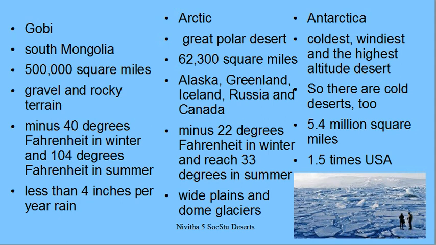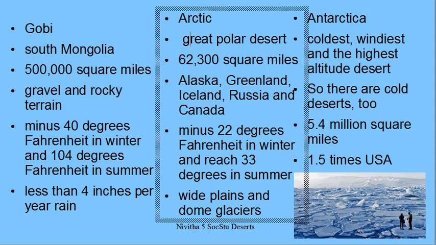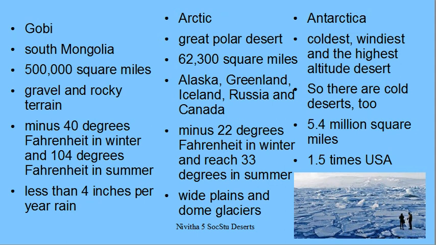Then come the most important deserts, the Arctic and Antarctic deserts. These are the polar deserts. Now, the Arctic desert is 62,000 square miles, Antarctic desert is 5.5 million square miles. So the greatest desert is Antarctic desert. Sahara is 3.5 million square miles, while Antarctic is 5.5 million square miles.